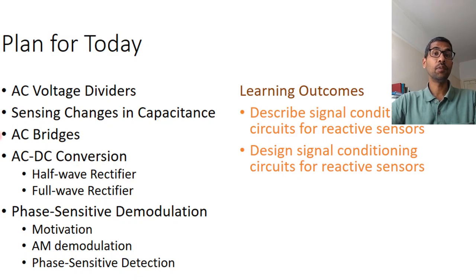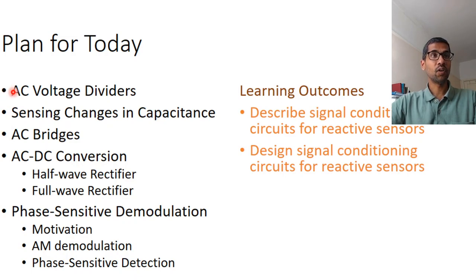We'll look at AC bridges. We have already looked at bridges. The Wheatstone bridge is an example of a bridge. But now we want to look at AC bridges because we want to be able to use these bridges to measure changes in capacitance and inductance instead of changes in resistance as with the Wheatstone bridge.